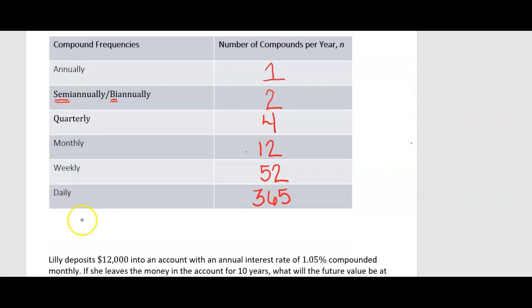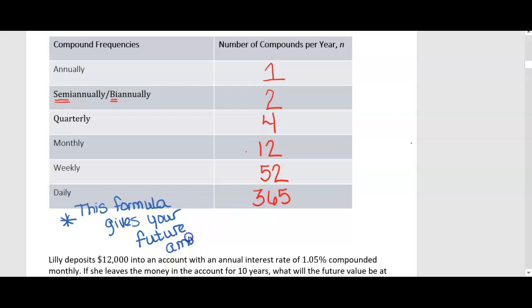So let me write that down for you. So this formula gives your future amount. In other words, it's giving you the total that you owe back with the interest included.